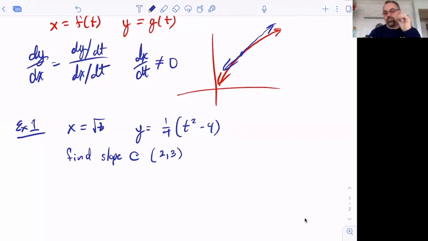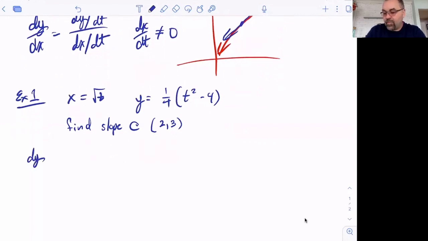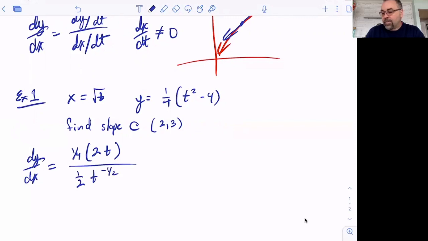You may notice I've defined the point in terms of x and y. There's no t right now. So when we look at dy dx, the derivative of y is, if you leave the 1/4, then you bring down 2t to the first minus 0, and then the derivative of x is going to be 1/2 t to the negative 1/2. You can see what happens here: you get t to the 3/2.